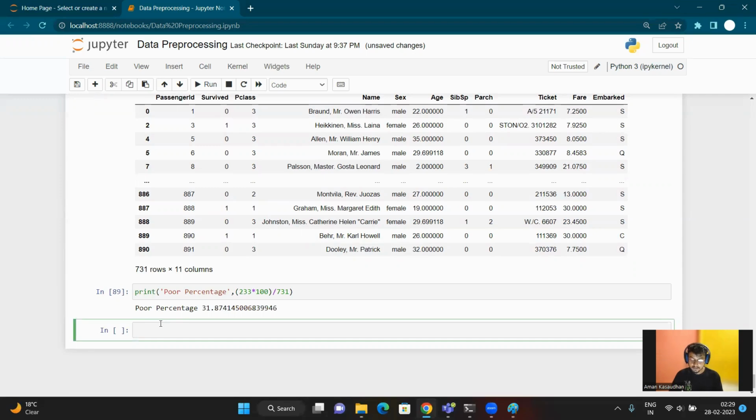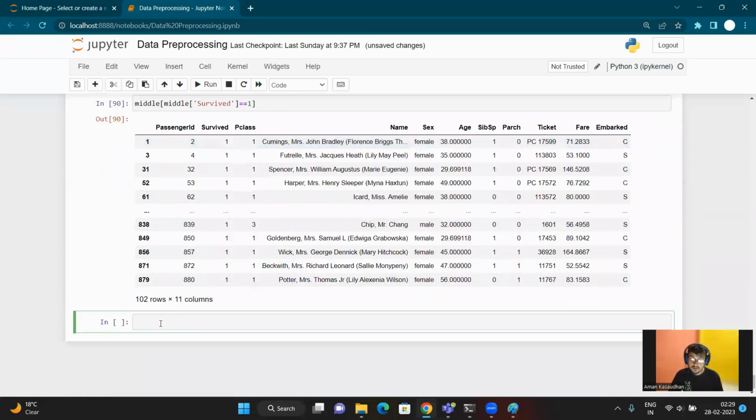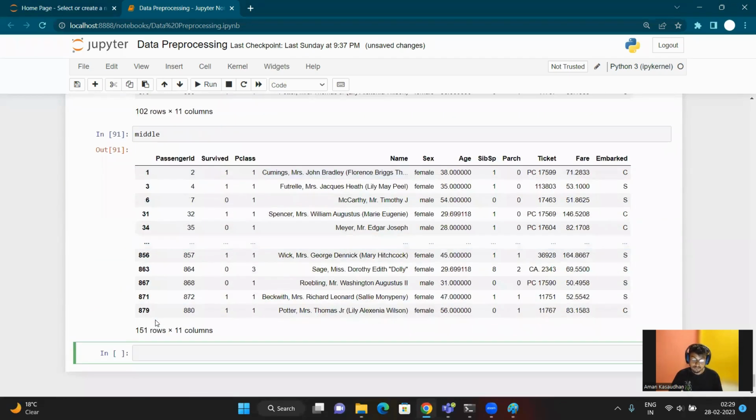So for the middle, we'll write middle of fare greater than, not greater than, double equal to, or check, sorry, we are checking the survival now. So we'll write middle of survived double equal to 1 and middle. Yeah, so we're getting 102. And let's see how many we have in the middle class. 151.